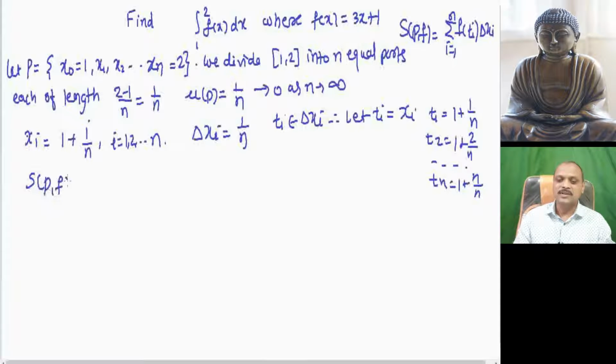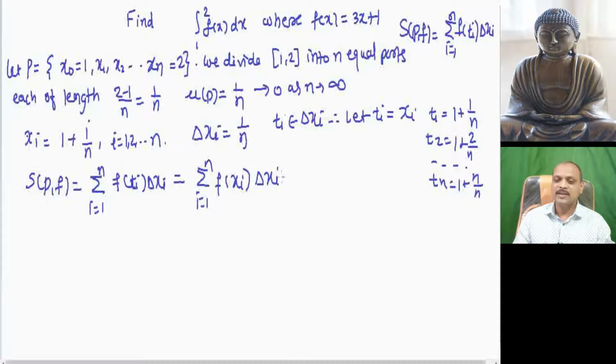Now let us calculate this Riemann sum. It is equal to summation of f of ti into delta xi, i is equal to 1 to n. Instead of ti we are choosing xi, so here we take i is equal to 1 to n, f of xi into delta xi. But what is f of x? f of x is 3x plus 1. So this is summation of 3xi plus 1 into delta xi, i varies from 1 to n.